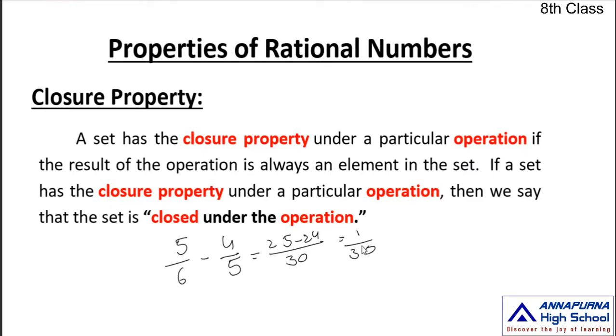Yeah, it is a rational number. That means here I am subtracting one rational number from another rational number. The result is a rational number. It is also in the form of p by q. Not only in this case. You must remember that.